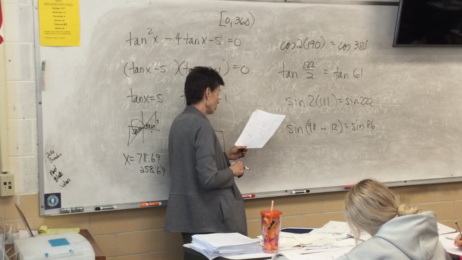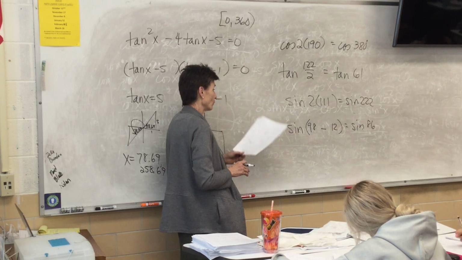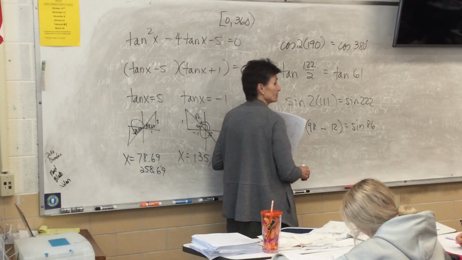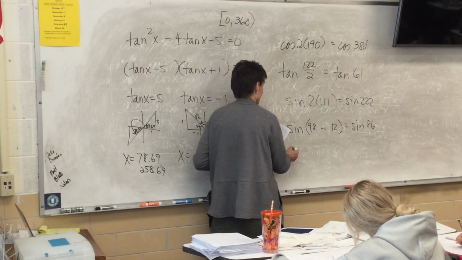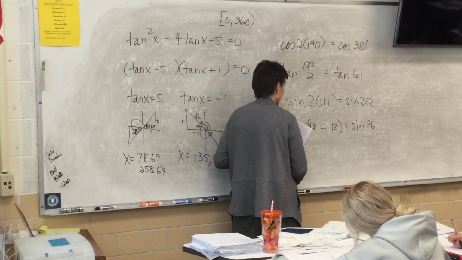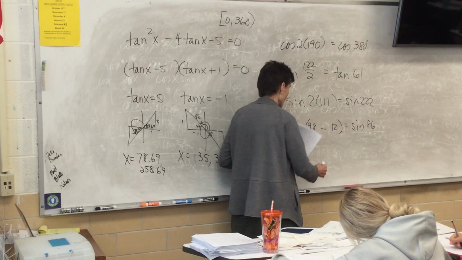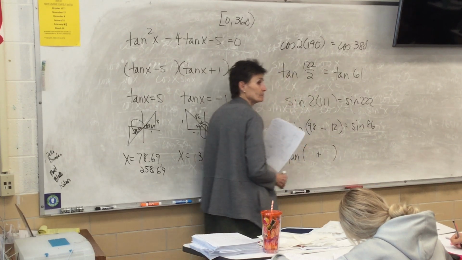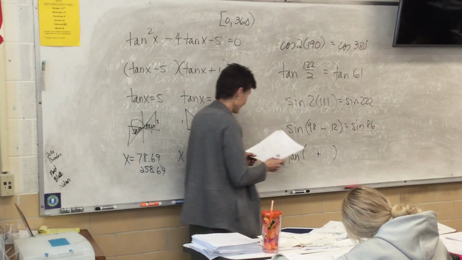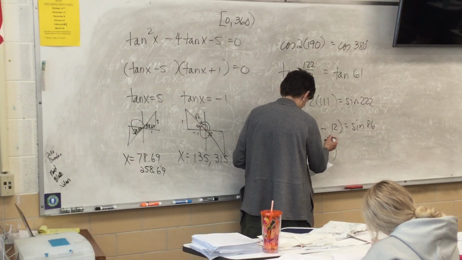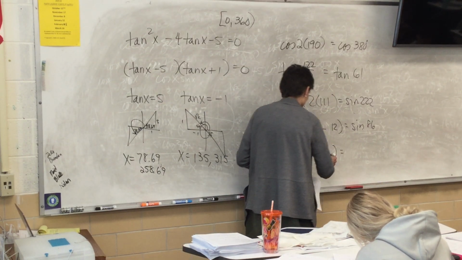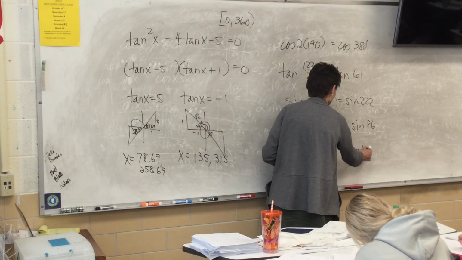Tan plus tan over 1 minus tan tan. That's the tangent, and you're adding the 2 angles. And the 2 angles are 53 and 91. So this is the tangent of 144.